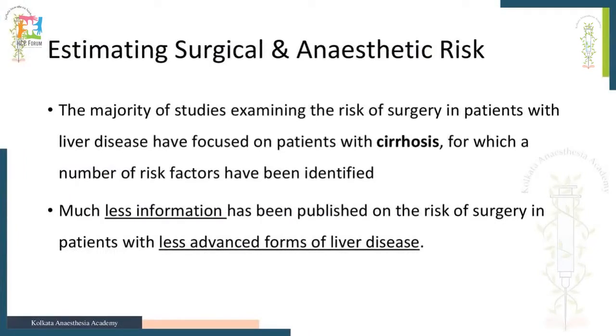If you look at estimating this risk, it has been very well talked about and discussed. There is a huge amount of evidence with a patient with cirrhosis. Most of it has been patients who have developed cirrhosis. Much less information has been published on the risk of surgery in a patient with other advanced forms of liver disease. So unfortunately, the literature is short on it.